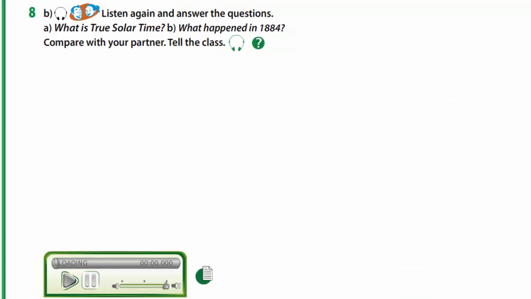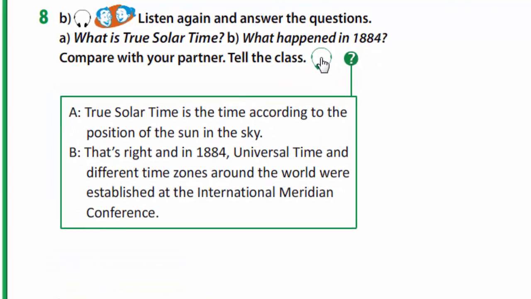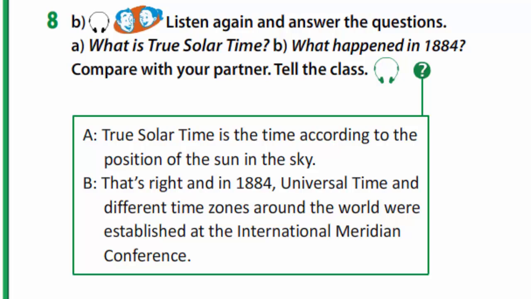Now you are to answer the questions. What is true solar system time? What happened in 1884? True solar time is the time according to the position of the sun in the sky. That's right. And in 1884, universal time and different time zones around the world were established at the International Meridian Conference.